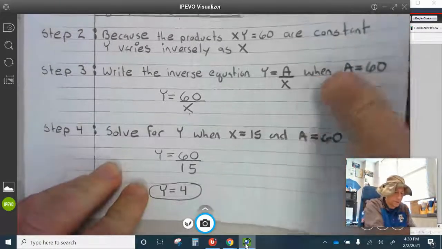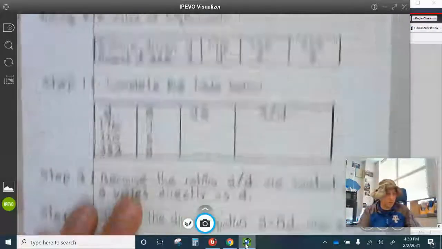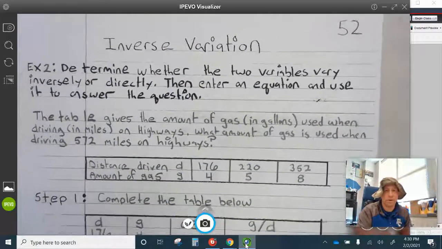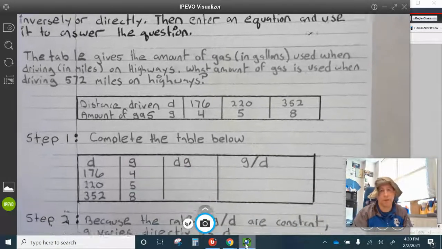All right, now let's take a look at example 2. Determine whether the two variables vary inversely or directly. Then enter an equation and use it to answer the question. The table gives the amount of gas in gallons used when driving in miles on highways. What amount of gas is used when driving 572 miles on highways?